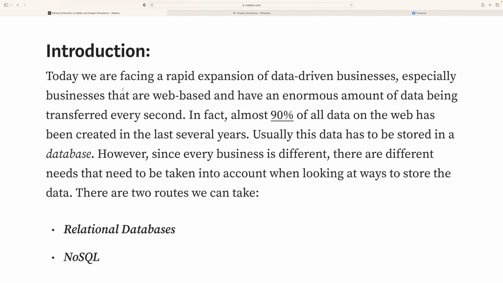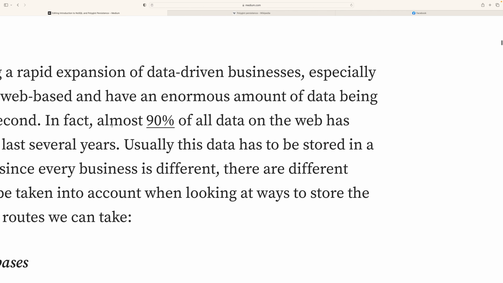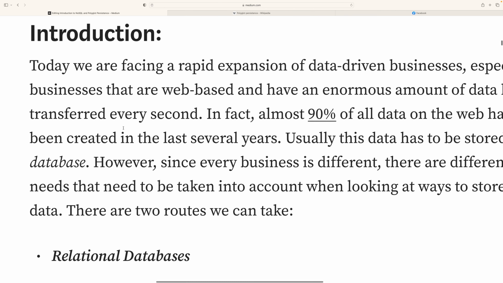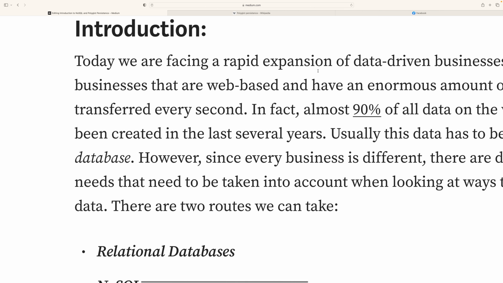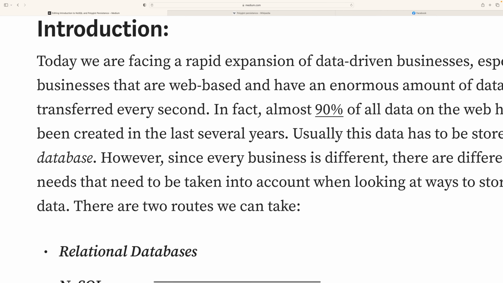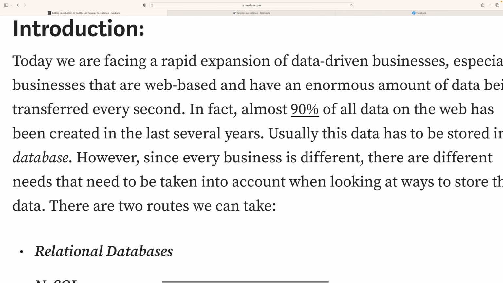What is the problem of relational databases? So let's talk about this. Today we are facing the rapid expansion of data-driven businesses, especially web-based businesses, where an enormous amount of data is being transferred every second.